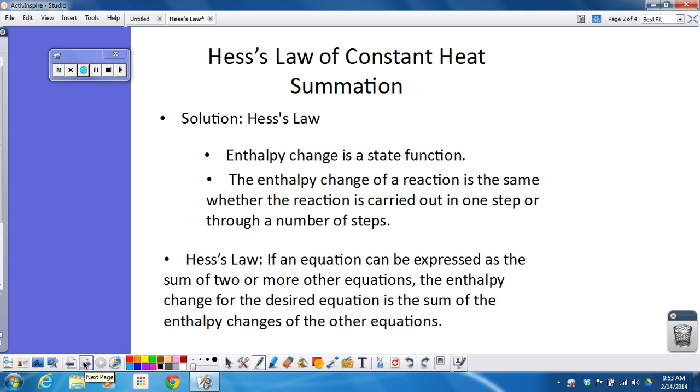Hess's Law is based on the fact that enthalpy change is a state function, which means the delta H for a reaction is independent of how you change the reactants into products. Remember, we're looking at the difference between products and reactants, and we're ignoring the hill on the energy diagrams. So the enthalpy change for a reaction is the same whether the reaction is carried out in 1 step, 2 steps, 5 steps, or 10 steps, as long as the initial reactants turn into those final products. And you can see here the statement of Hess's Law, but what does that really mean?